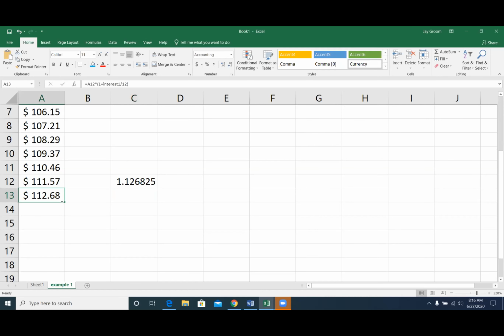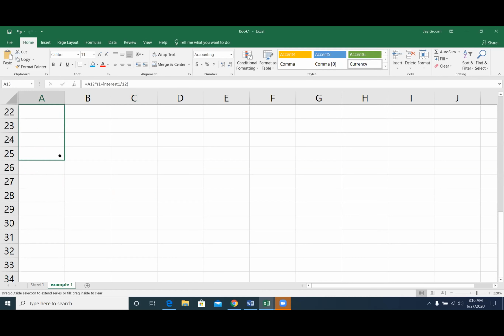Now again, you drag this down, you want it for 2 years? Cool, let's go 2 years. Boom, there it is. How much money did you make in 2 years? You made $26.97 in 2 years. How do I know that? Because I started with $100, and I've added on this extra amount.